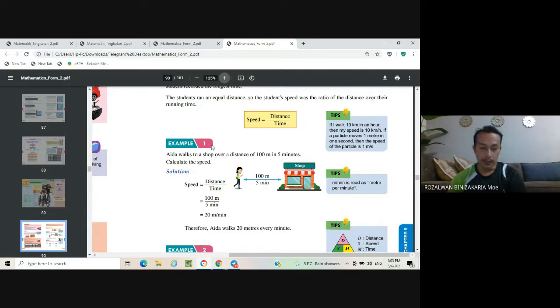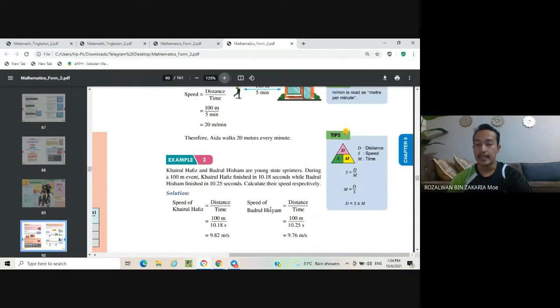You have to find in the question the distance, which is 100 meters. So substitute the distance with 100 meters, then divide by the time taken, 5 minutes, and you will get the answer, which is 20 meters per minute. So this is the speed. Therefore, Aida walked 20 meters every minute.